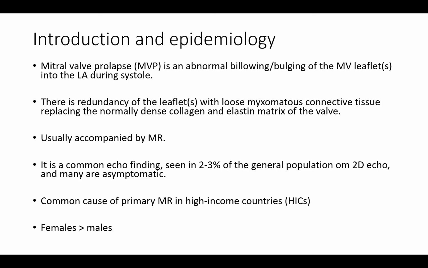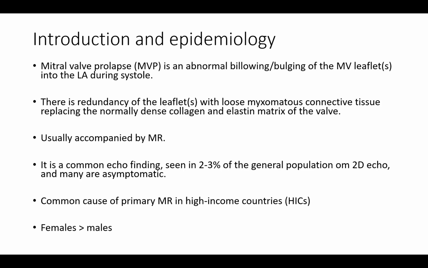There's usually redundancy with loose myxomatous tissue replacing the normally dense collagen and elastic matrix. This is typical for, I'll show the etiologies, for Barlow syndrome, and is usually accompanied by MR. And it is a common echo finding. Reports from developed countries say that it's seen in 2 to 3% of the general population on 2D echo, and many are asymptomatic.